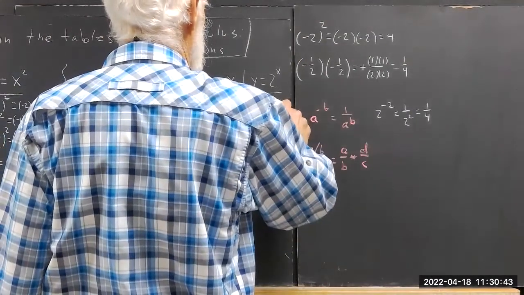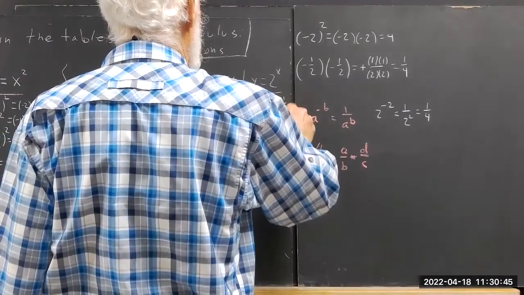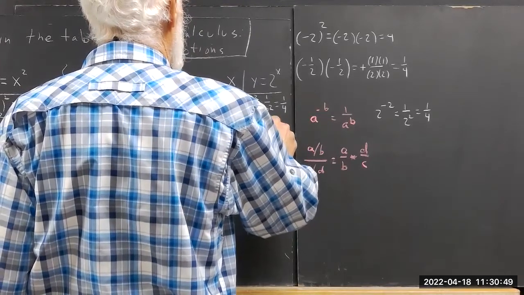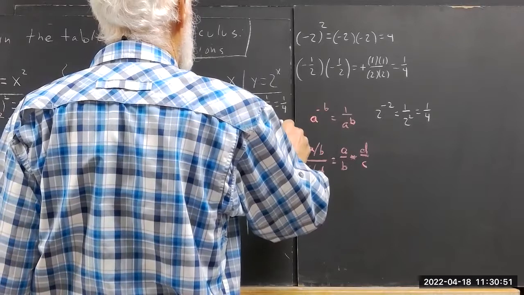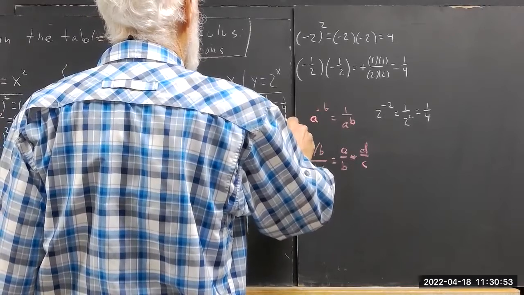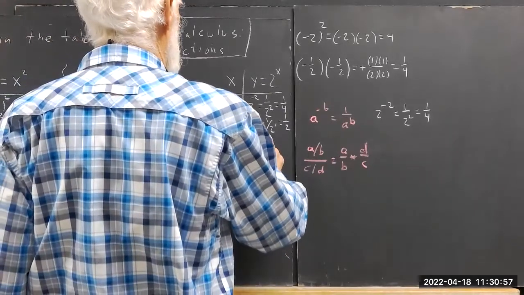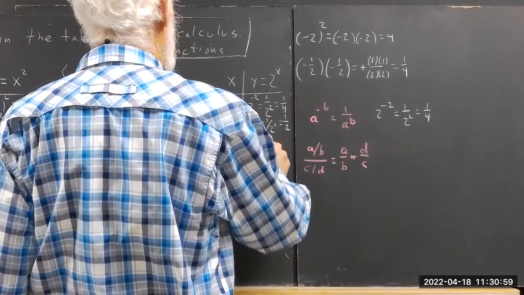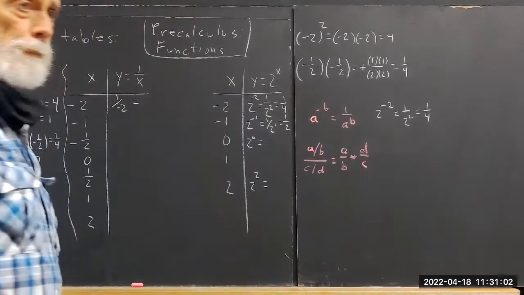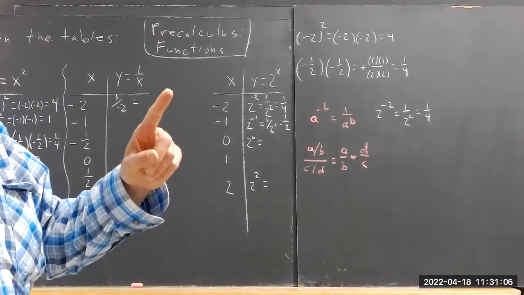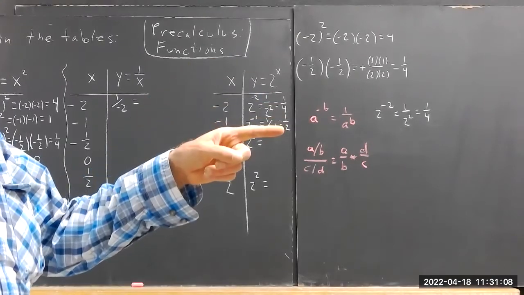Now I'll write that down here. 2 to the negative 1 is 1 over 2 to the 1, which is 1/2. What's 2 to the 0? Any number to the 0 power is 1.